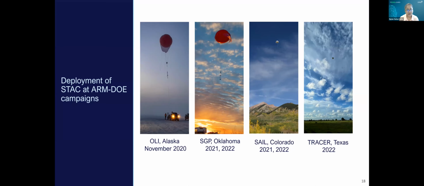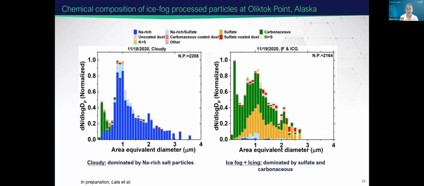So the stack system was deployed at ARM-DOE field campaigns. Here I'm showing some of the field campaign names. It was deployed in Alaska, the STP site, SAIL in Colorado, and the TRACER field campaign. Now I want to give you some hint of the analysis that was done for several field campaigns.